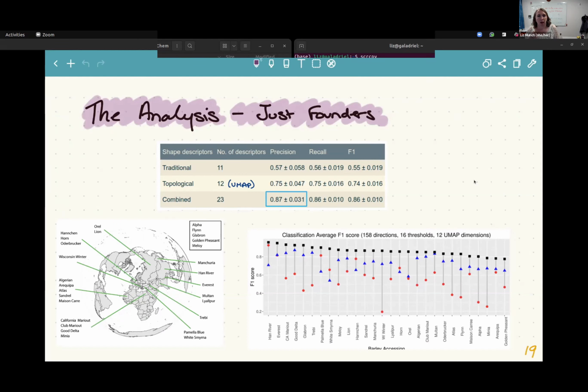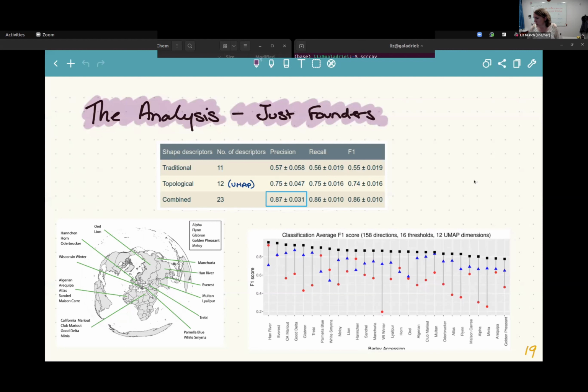All right, so in this particular case, what we ended up doing was we started by looking at 11 different traditional descriptors, and I don't remember all of them, but again, length, width, height, that kind of thing. And then we also built in the topological descriptors. If you do topological descriptors this way, it was 158 directions times however many thresholds we did, which was very, very large. What we ended up doing was honestly just taking that data and mapping it down to 12 dimensions using UMAP, and that got us a much, much lower description of what we were using.